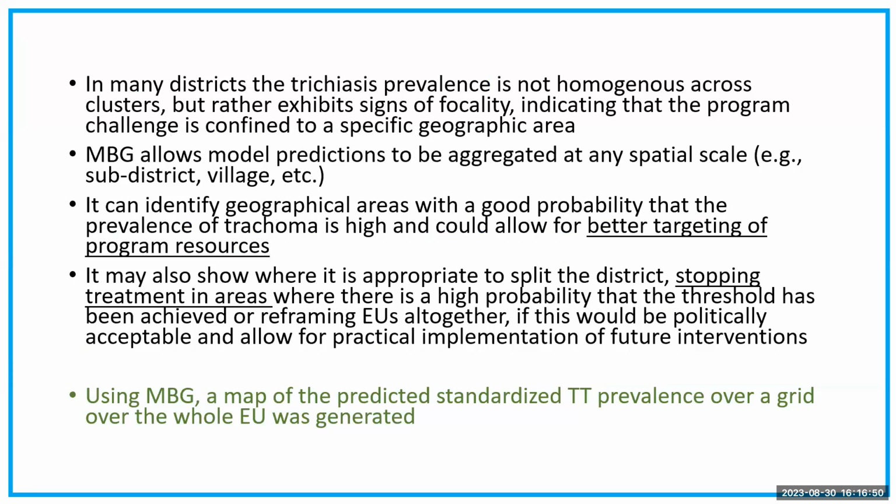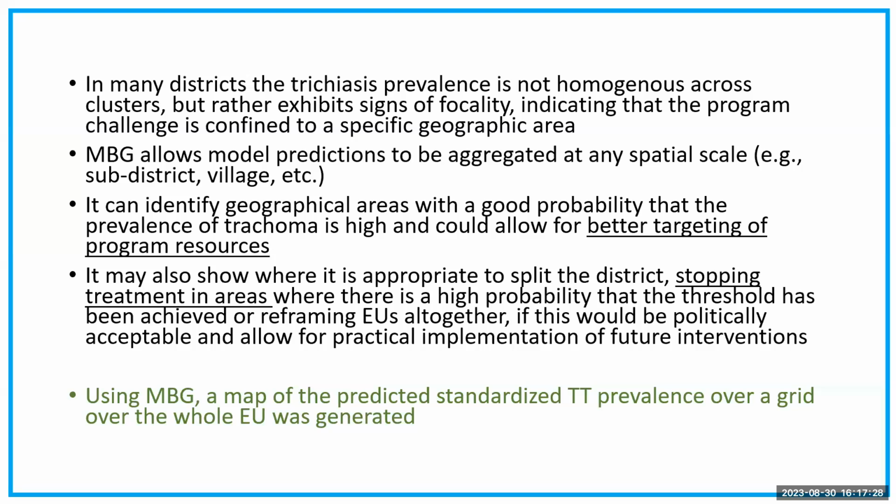As Masaki mentioned in her slides previously, MBG allows model predictions to be aggregated at any spatial scale, for example, subdistrict or village. It can identify geographical areas with a good probability that the prevalence of trachoma is high and could allow for better targeting of programme resources. It may also show where it is appropriate to split the district, stopping treatment in areas where there is a high probability that the threshold has been achieved, or reframing EUs altogether if this would be politically acceptable and allow for practical implementation of future interventions.